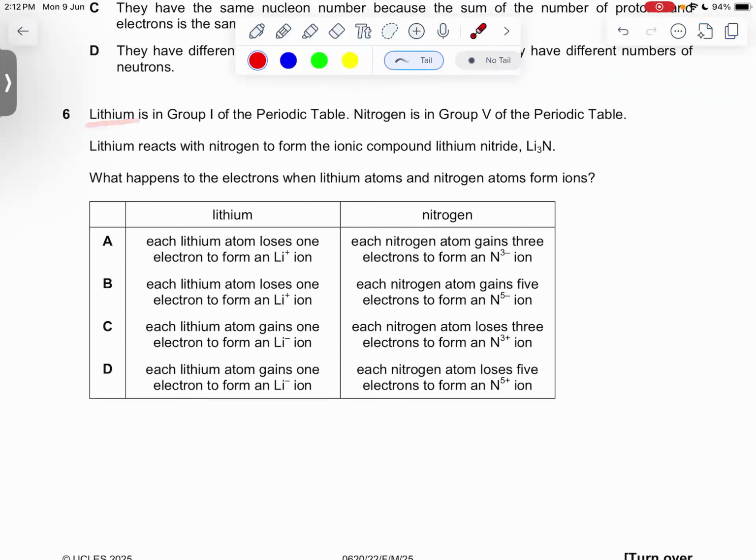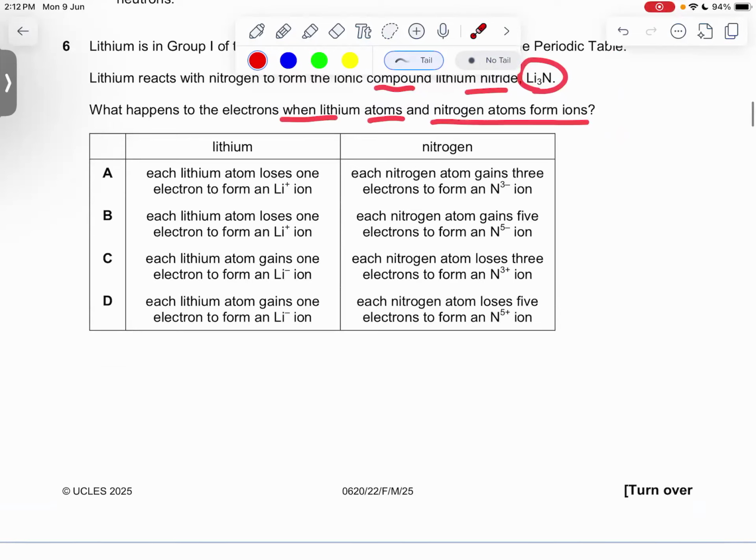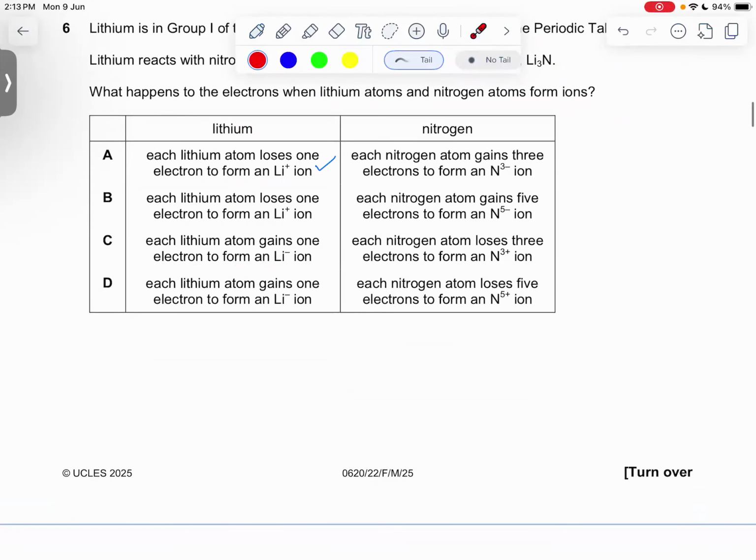All right. Lithium is in group 1 of the periodic table. Nitrogen is in group 5 of the periodic table. Lithium reacts with nitrogen to form the ionic compound lithium nitride Li3N. What happens to the electrons when lithium atoms and nitrogen atoms form ions? Each lithium atom loses 1 electron to form Li plus ion. This statement is very correct. Lithium will lose 1 electron per atom. Next, each nitrogen atom gains 3 electrons to form N3 minus ion. This statement is also very correct. So the answer should definitely be A.